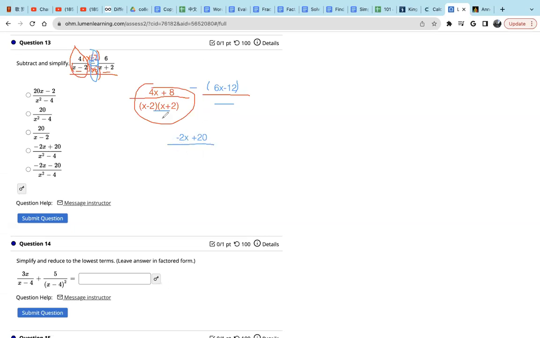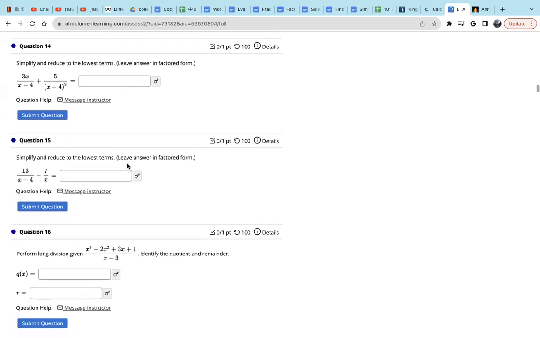So the numerator becomes this, and we still have this denominator, x minus 2 times x plus 2, so we just put the common denominator over here. So we'll compare with these answers. So we see this one. X minus 2 times x plus 2 is just x squared minus 4, difference of two squares.